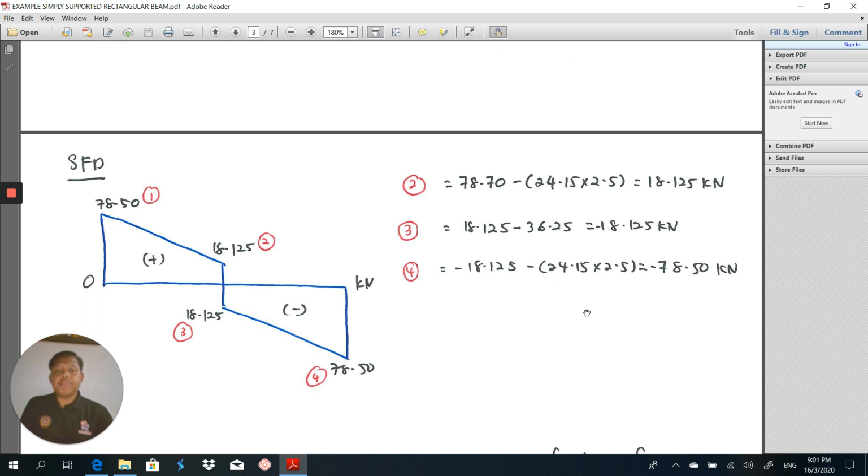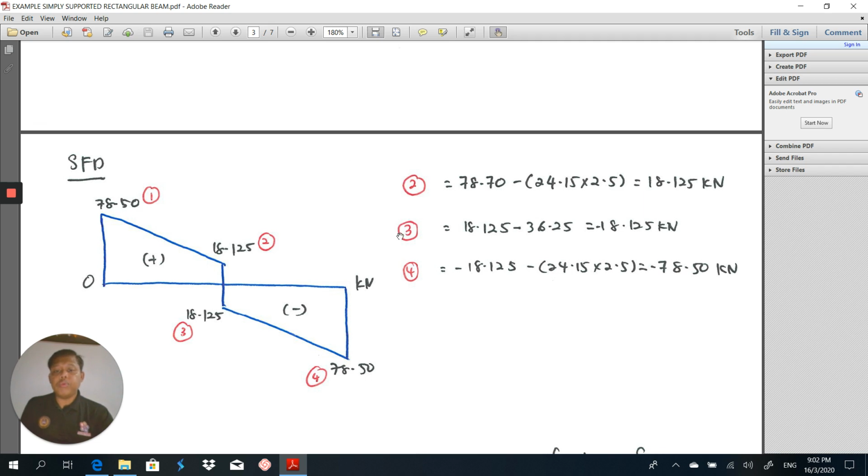Okay, so here is the shortest way how we can draw the shear force diagram. We know that the first point reaction here is 78.50 kilonewton. Then we have to find the value at point 2. We know that the value of the reaction here is 78.5. Sorry, this is a typo. Then we have to minus 24.15, which is the uniformly distributed load on top of the beam, times the distance of this length, which is 2.5 meter. We get the answer 18.125 kilonewton.